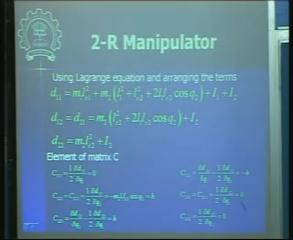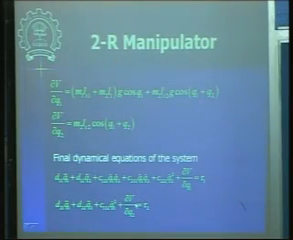Now using the previous formulation that we have seen, we get these expressions for D11, D12 and D22. You notice that D12 is equal to D21, and then these elements of this matrix C, they are obtained in this fashion by using our previous formulation. So these are all the elements of C, and combine this thing together, next you will get the final dynamic equation of the motion for the 2D robotic manipulator or 2R robotic manipulator.